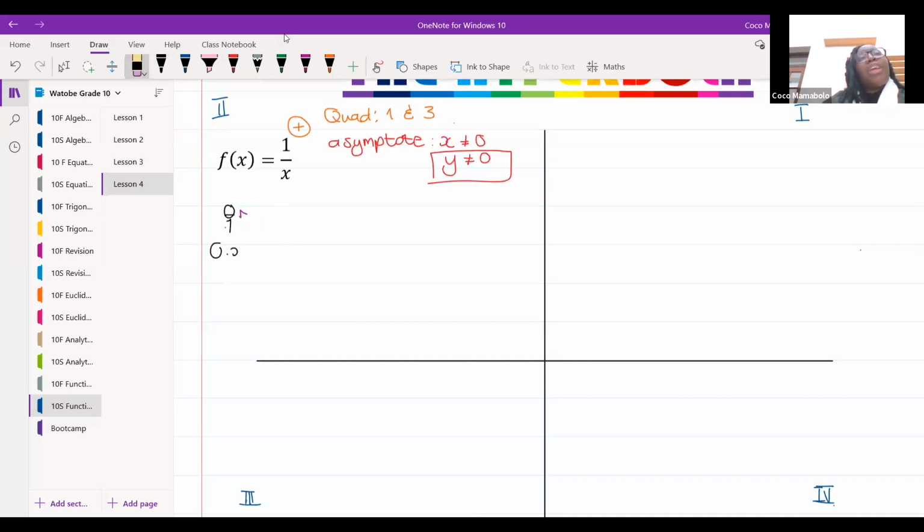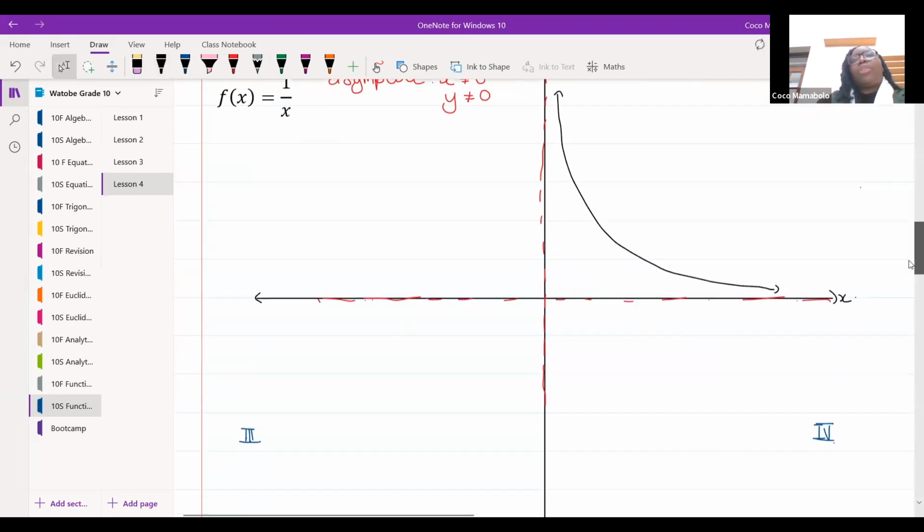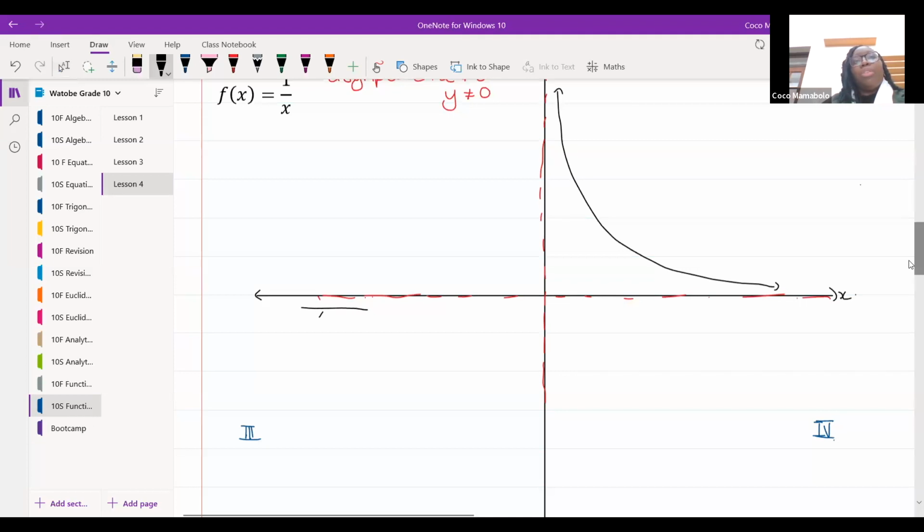So for this particular graph that we're about to draw, x cannot be equal to 0 and y cannot be equal to 0. So my two asymptotes are on the y-axis and on the x-axis. This is my x asymptote on this line over here, and my y asymptote is over there. Now, because our graph is positive, we're going to draw our graph in quadrant 1, and we're going to draw our graph in quadrant 3, that quadrant over there. All right. And this is as far as we got in the last lesson.